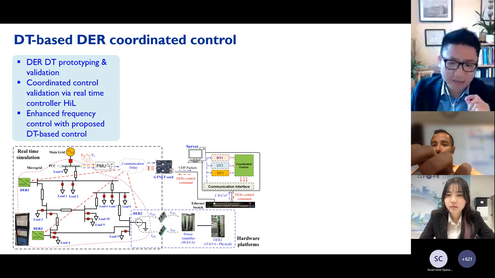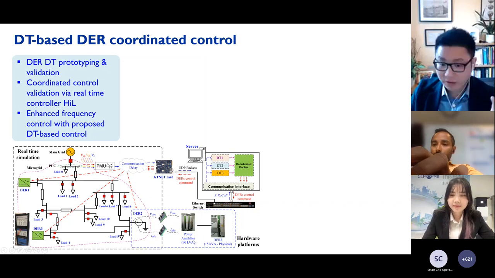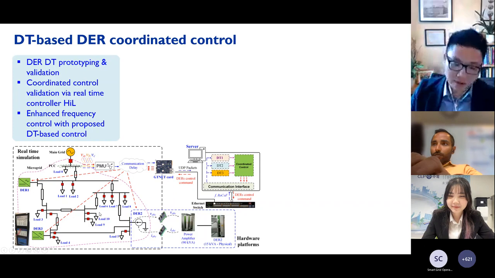So we're doing the prototyping in our lab. We have a microgrid model, with one DER here in the model, and we have a power hardware-in-the-loop interface connecting the physical DER with the model, and we prototype everything in the server.